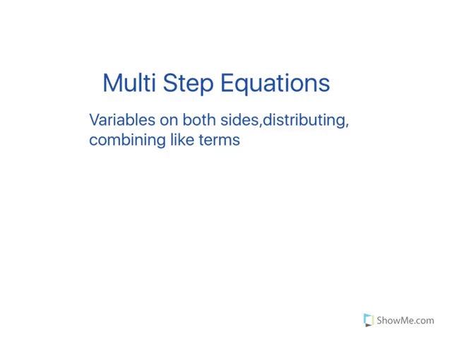Hi, today we are doing multi-step equations. We're going to have variables on both sides. We're going to have to combine like terms, and we will also have the distributing property. So there will be parentheses in our problem.